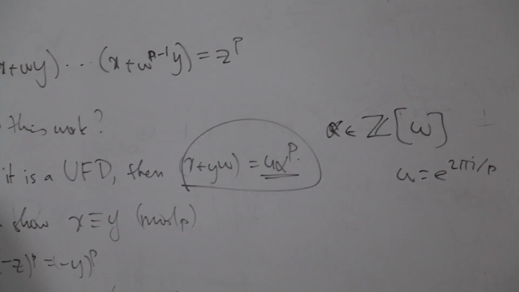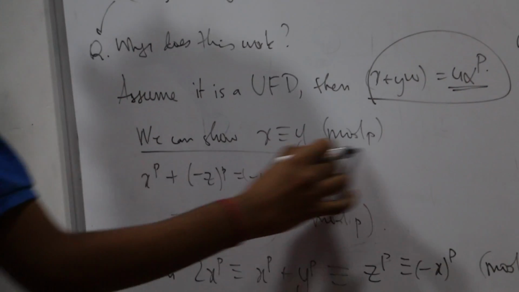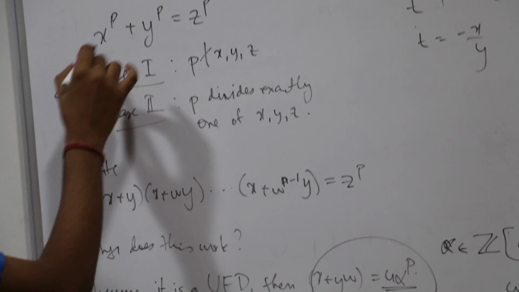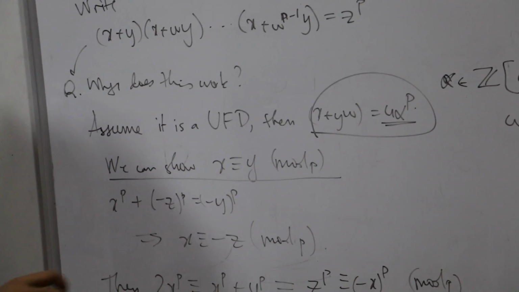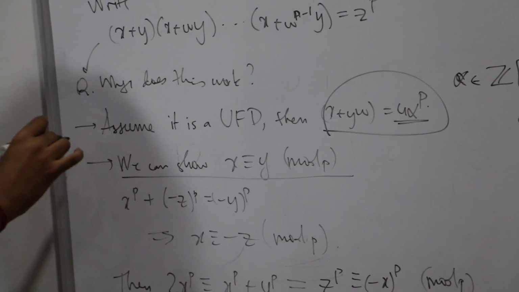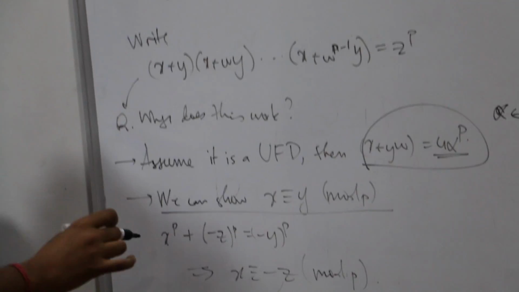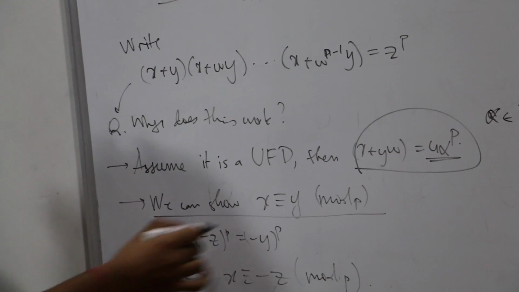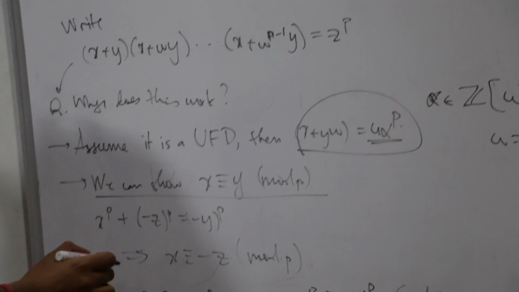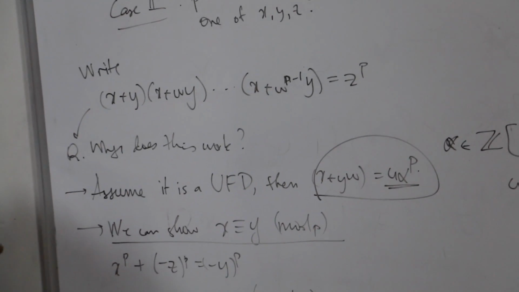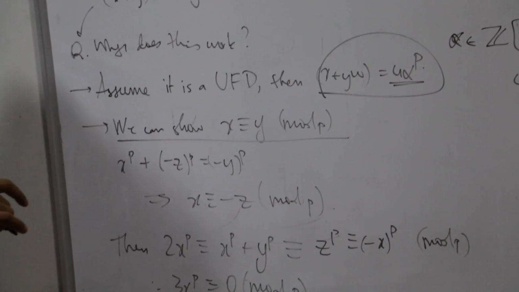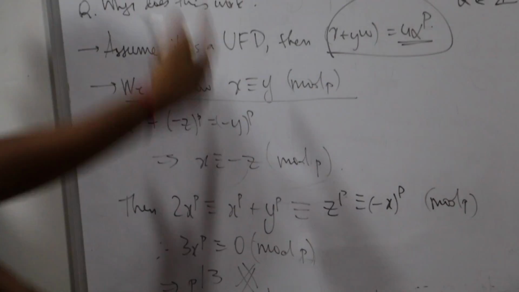Moreover, we can also show that if p doesn't divide, if we are working in this case 1 scenario, p doesn't divide any of x or y, then it's simple to show that x must be congruent to y modulo p. I'm showing this also, how it's done, but these are both quite simple steps. If time permits we will find out, right? But if x is congruent to y modulo p, let's again rewrite this as x^p plus (minus z)^p equals minus y^p. I can do that. Okay? But then we will repeat the same process for that.